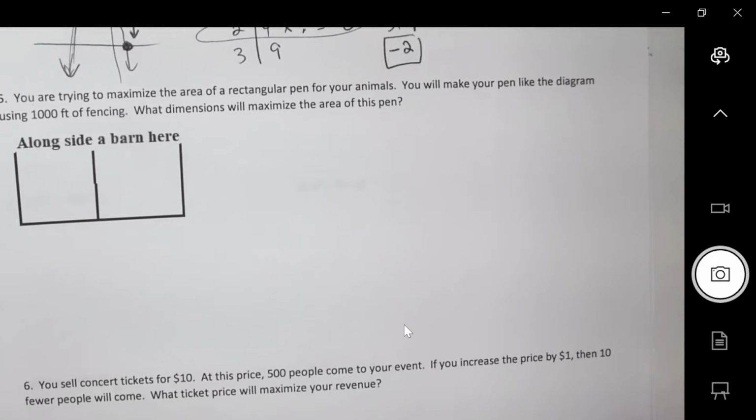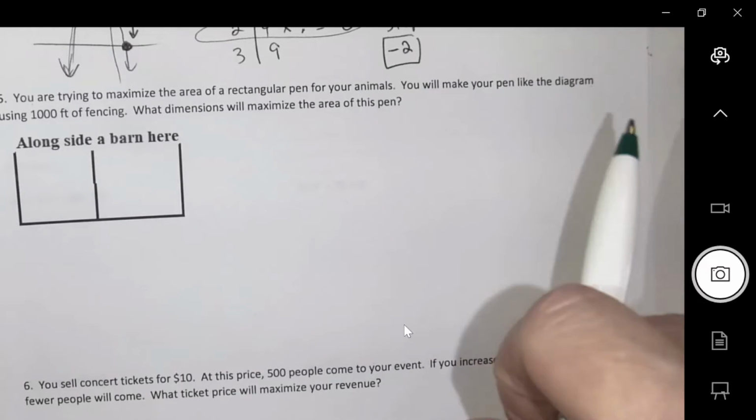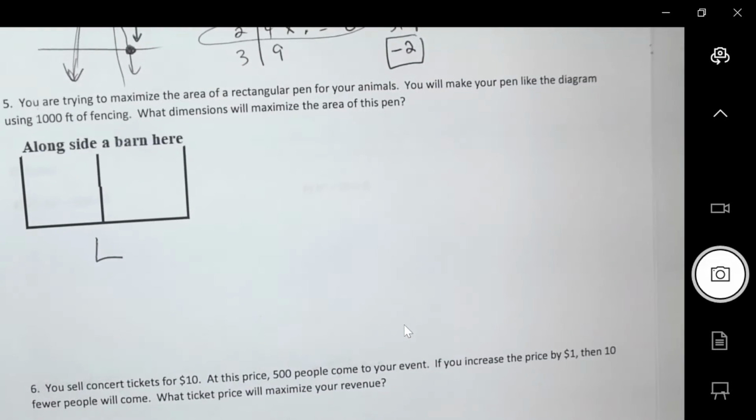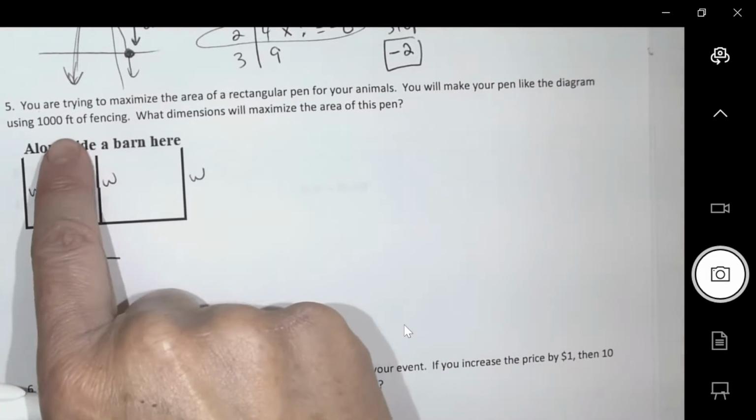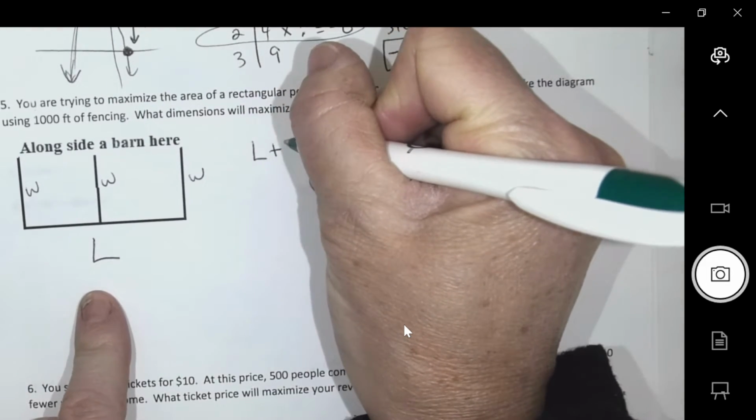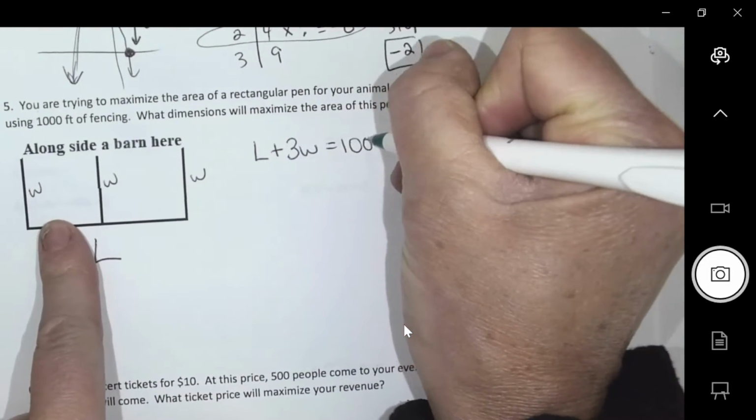Okay, you're trying to maximize the area of a rectangular pen for your animals, and this is what it looks like, and it's along a barn, so we're not going to put fence on that side. So I'm going to use L for the bottom. The whole bottom is a length, and then these are all widths. We have 1,000 feet of fence to do all that. So I can add that all up to 1,000. So L plus 3W would equal 1,000.